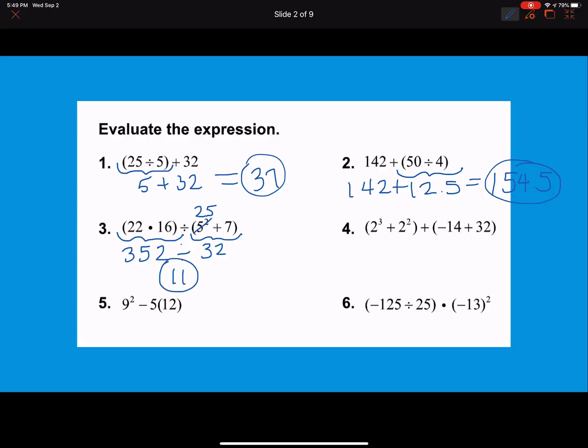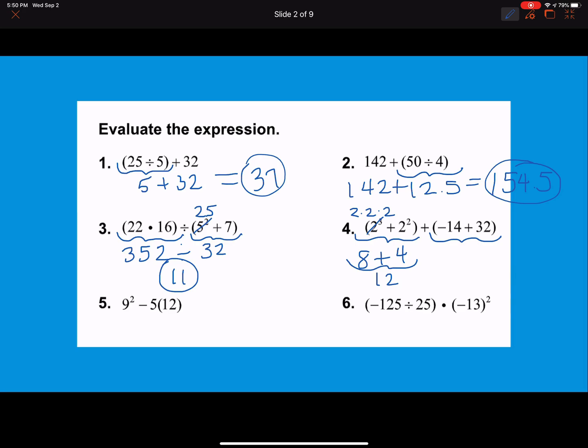Okay, number 4. Again, we have two sets of parentheses, over here on the left side and over here on the right side. Within those parentheses on the left side, I have some exponents. 2 raised to the third power, or 2 cubed, is the same thing as 2 times 2 times 2, and that gives us 8. Plus 2 squared is 4. I can simplify that into 12.